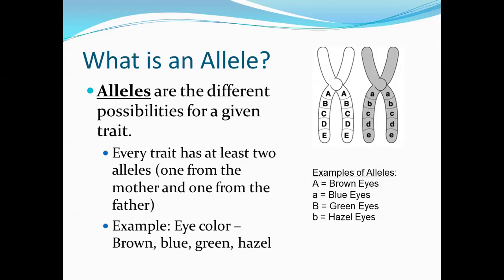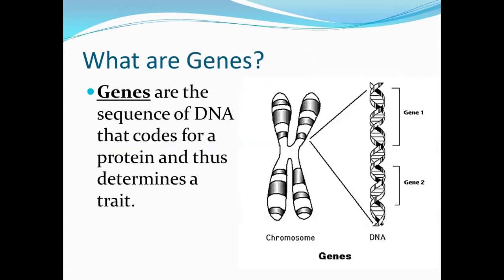And alleles are different possibilities for a given trait. Okay, again, example, eye color: brown, blue, green, hazel, all these are the alleles that were represented by all these letters right here, if they are in capital letters or the lowercase letters. And of course, we could go back a little bit to the meaning of genes. Okay, these are all the sequence of DNA. Now you're familiar with DNA, right?